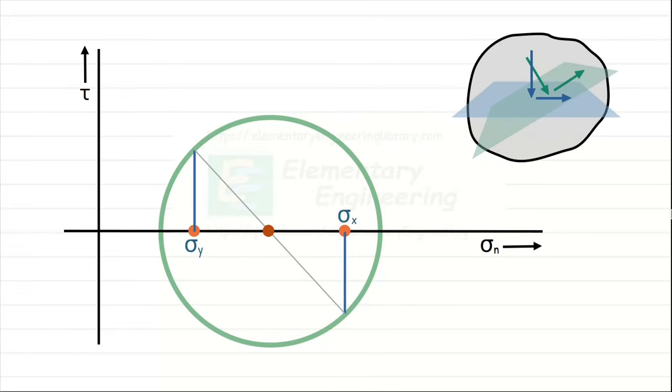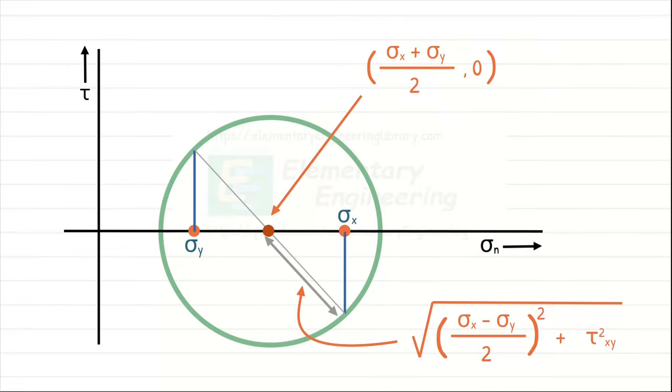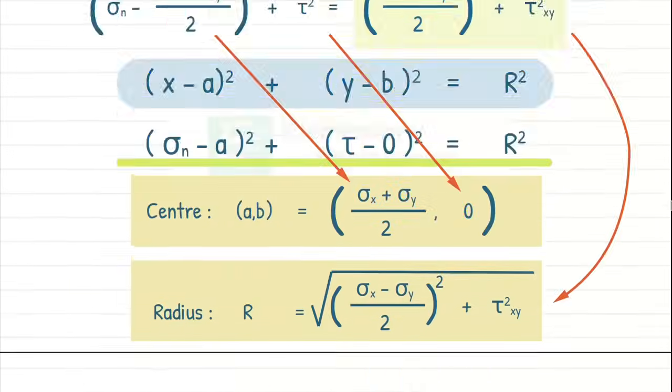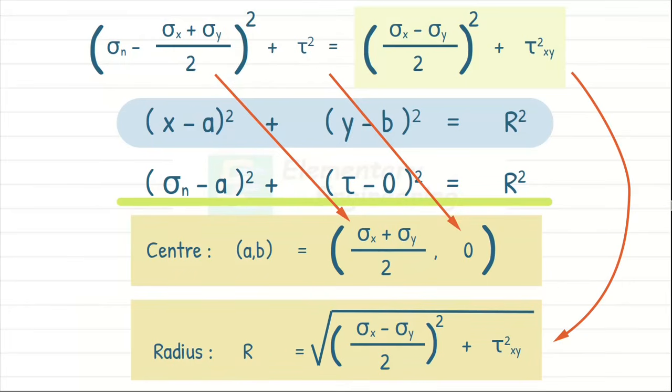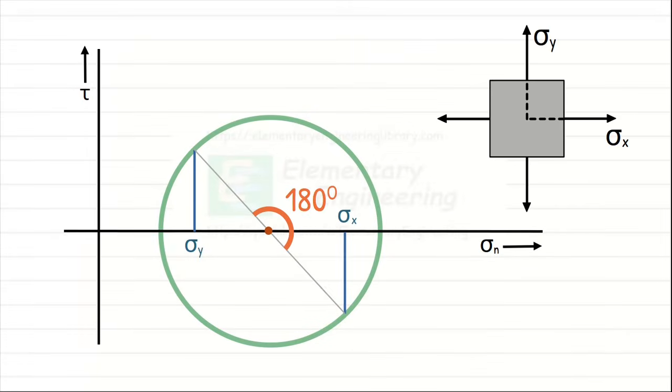Now, using basic geometry, we can determine the center and the radius of this Mohr circle. These are exactly the same values we obtained earlier from the equations. Notice that on the circle, the points representing sigma x and sigma y are 180-degree apart. But in the actual material element, those planes are perpendicular, meaning they are 90-degree apart.